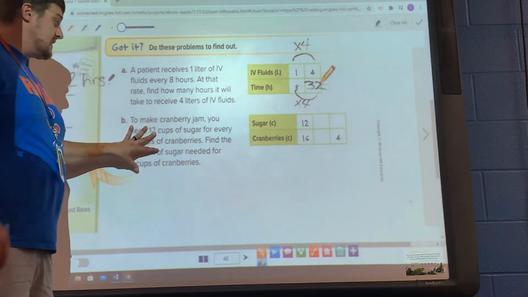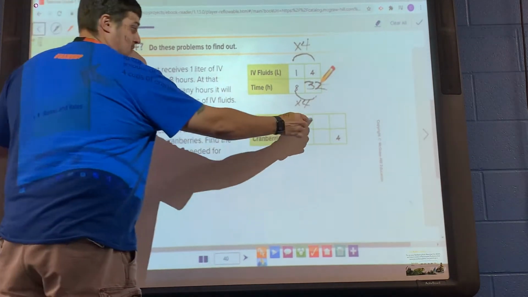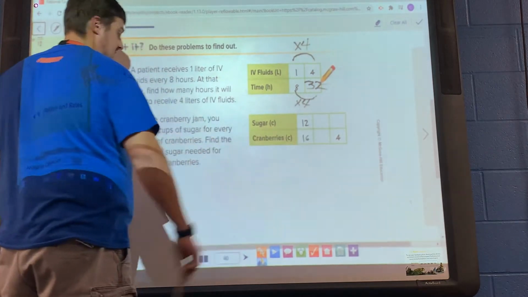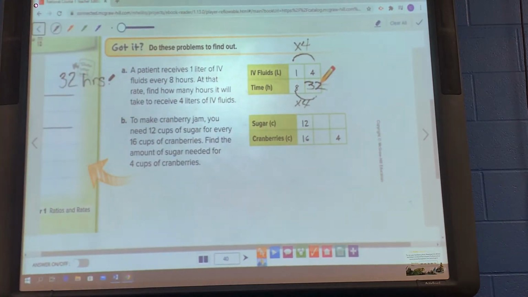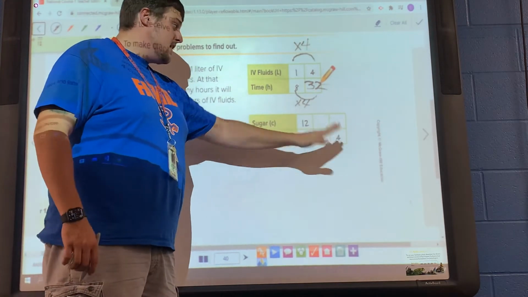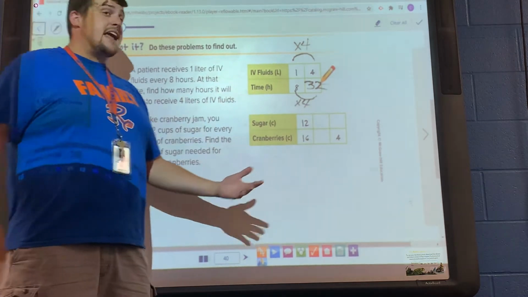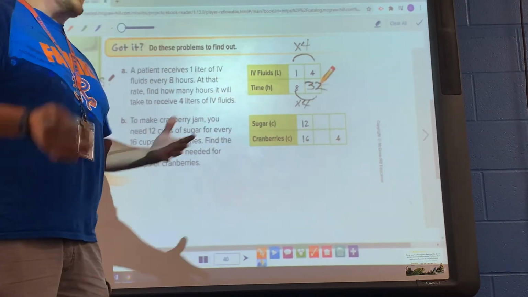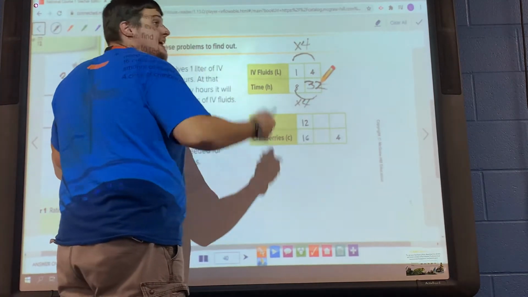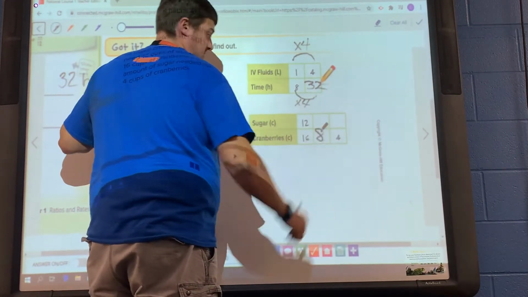Letter B says to make cranberry jam, you need 12 cups of sugar, so they already filled that in, for every 16 cups of cranberries. It says find the amount of sugar needed for 4 cups of cranberries. So we're going from 16 to 4, but we gotta find a good number in between so we can fill this ratio table in. It could be any multiple or factor since we're dividing. So since we're going from 16 to 4, a good number in between that both go into would be 8.